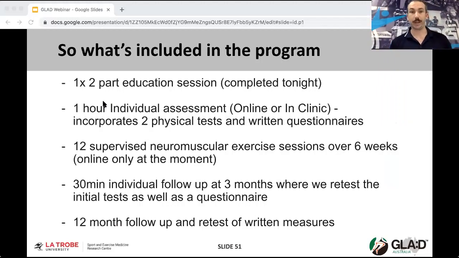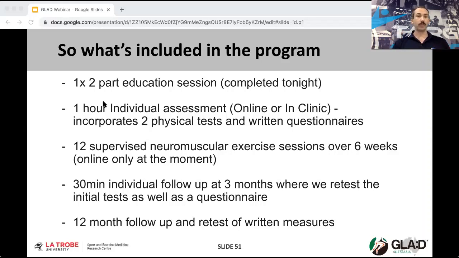Thanks Cam, and thanks everyone. So just going to run through the last section of the talk, which is about the implementation side of things. So what is included in the program? It's a two-part education session, which we've kind of done tonight as the one section. Then from here, we do a 1 hour individual assessment. This can be done online or in the clinic, incorporating those 2 tests and some questionnaires that Cam was talking about. During that session, we get to know you, we set some goals, and we also go through the 10 exercises and work out your starting level.